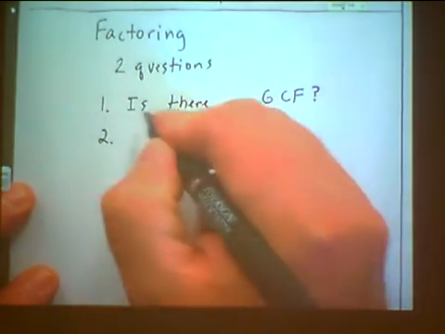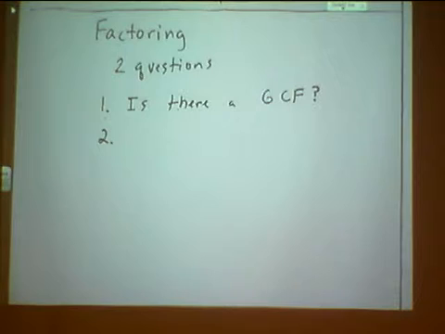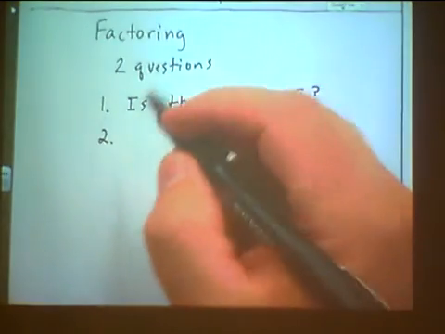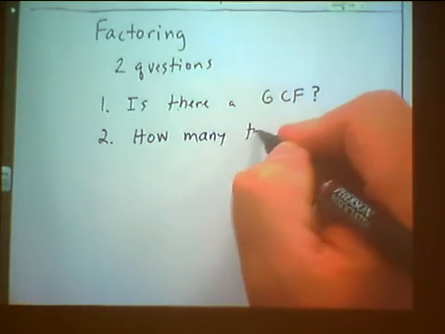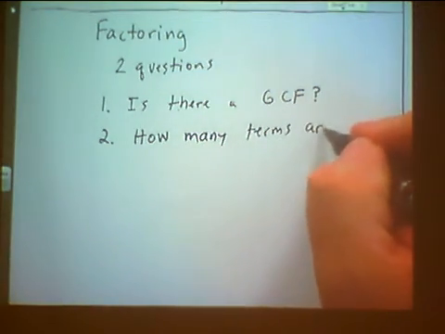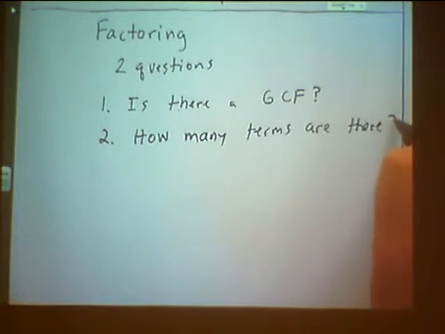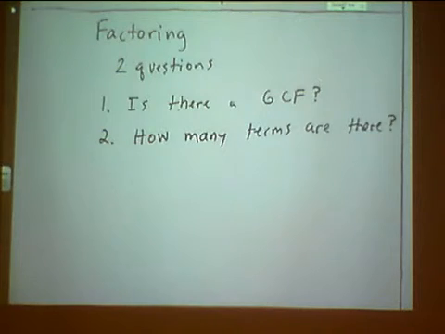But after you check for the GCF, and if you have a GCF after you factor it out, then there's only one more question that is important, and this question really determines what you should do next to factor. And that question is, how many terms are there? In any expression that you're trying to factor, the number of terms will determine what you're going to try. So the number of terms is absolutely essential when you're trying to factor.